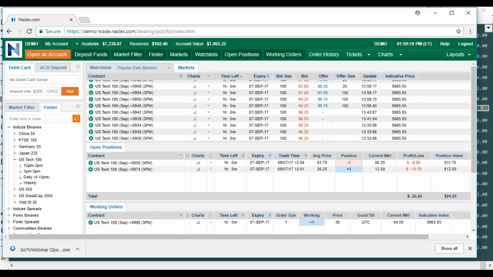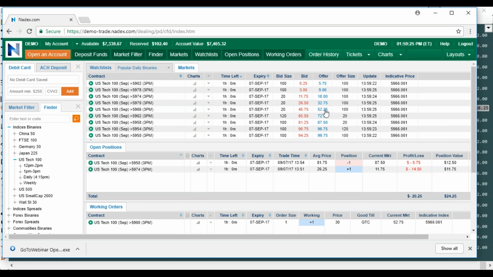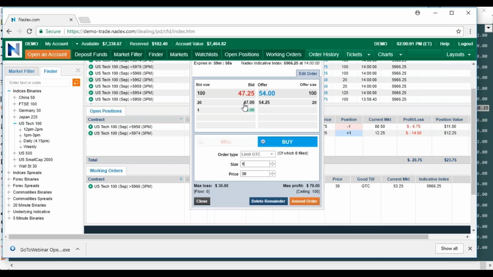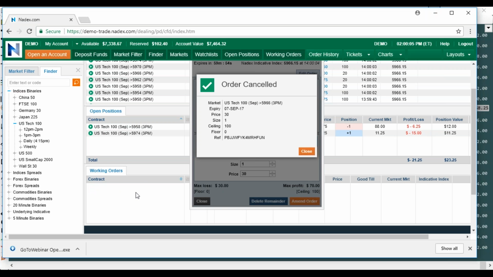Because right now it's up at 50, 53. So this working limit order is not going to fire off until the price gets down to the level that I said. Everybody follow me there? Those others, I did a market order and I entered right away, right? And they went in right away. So that's a working limit order. Make sense? Okay. If I decide I don't want that order anymore, all I do is click it right there. It opens up the ticket and I can just say delete remainder and it's gone. See that? I don't want that order anymore.